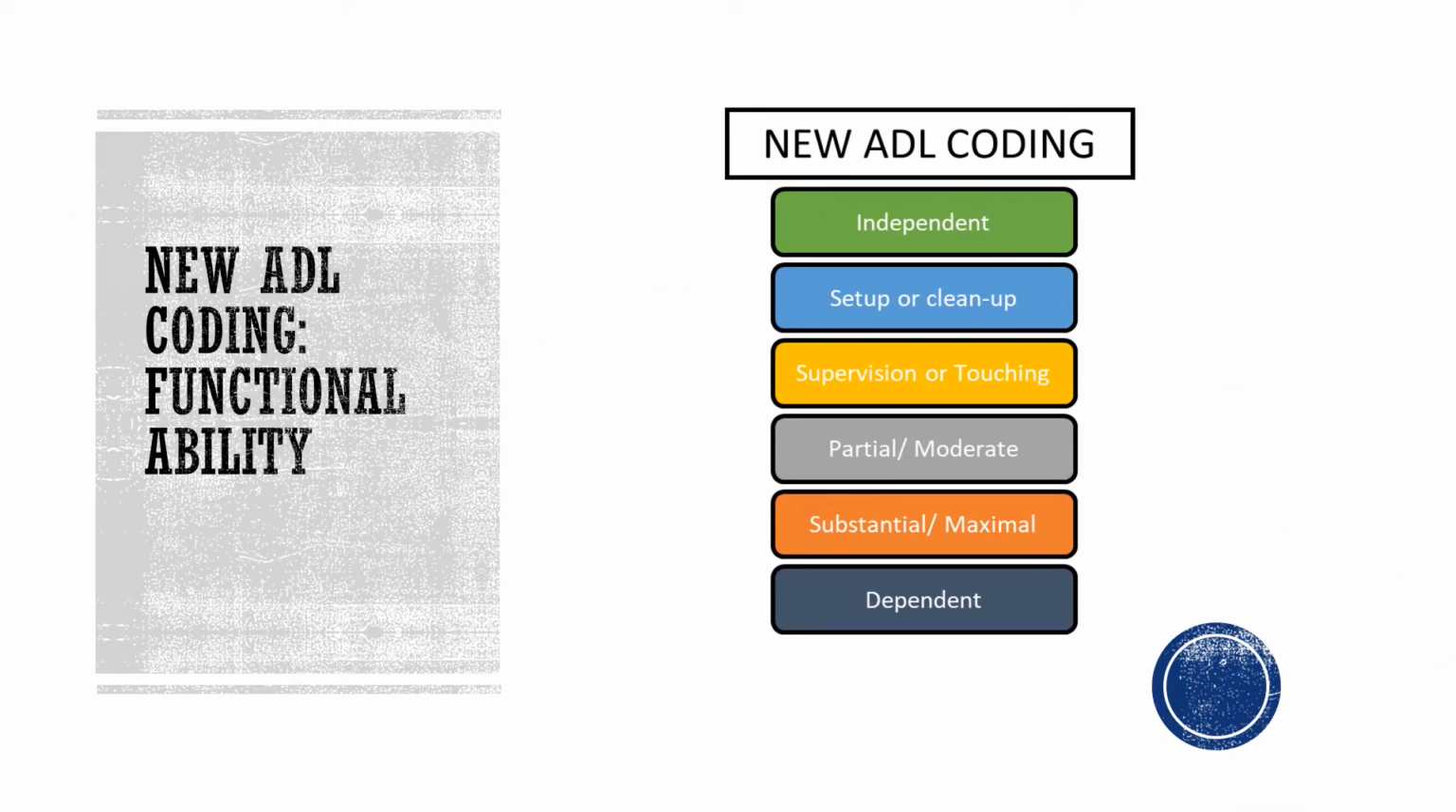Now let's talk about the new way we'll be documenting ADLs. Instead of answering 2 separate questions about self-performance and the level of support, we'll use a 6-point scale. This scale will cover both aspects, and the new term we'll be using is functional ability. This single scale will give us a more streamlined way to understand and describe how a patient is doing and how much help they are getting from us.